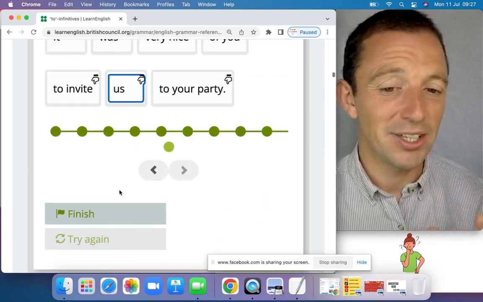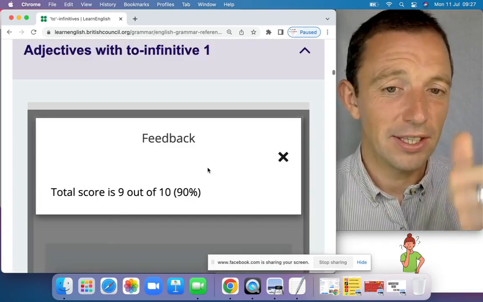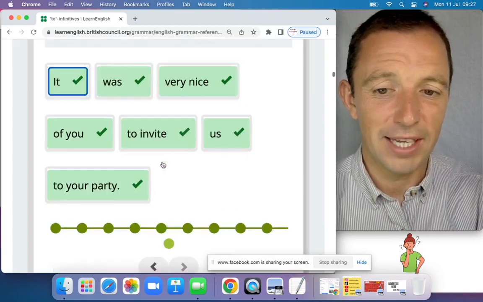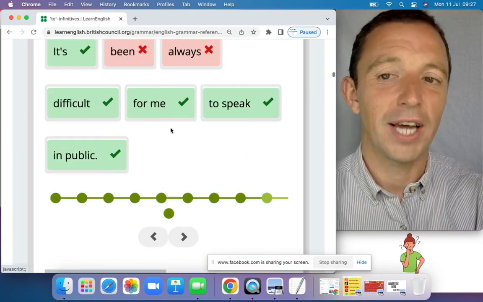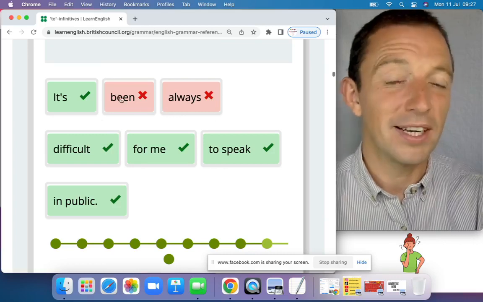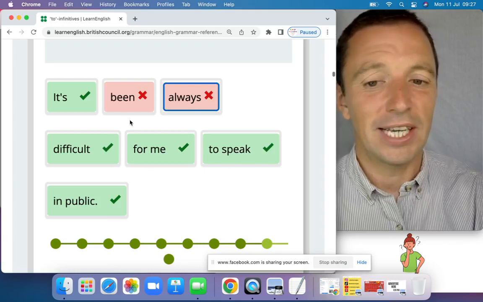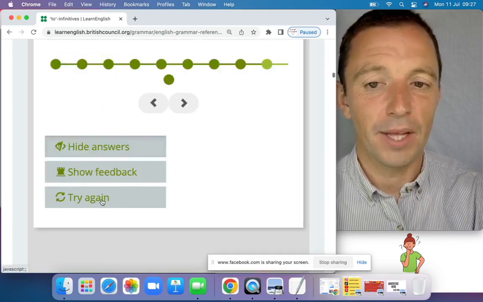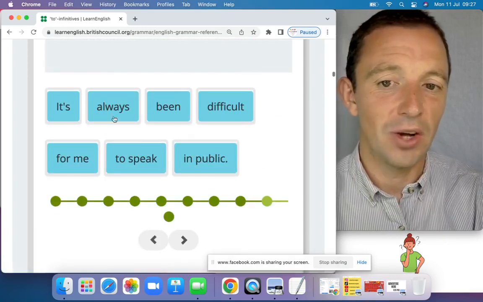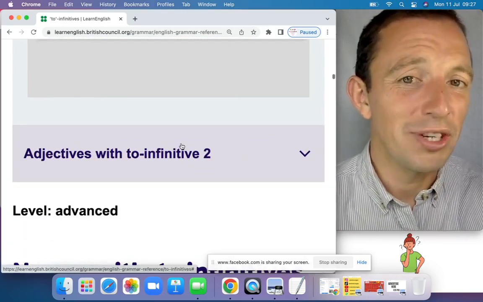I think everything is good. It's possible we have a mistake. Let's check the answers. Oh, we have one mistake. So what is the mistake? So that's correct. Okay, this is the error. It's been always difficult. It has always been. I think the position of the adverb is necessary. It has always been. The answers, it's always been. Okay. The second exercise is just revision.